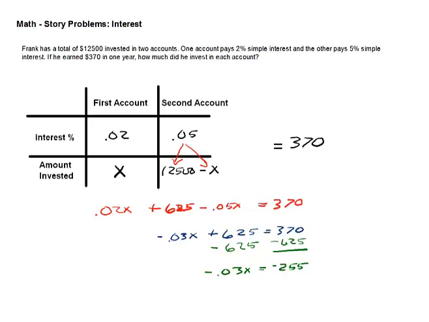And then what we need to do is divide by the negative 0.03, because we need to get rid of it, get x by itself, and divide each side by negative 0.03. So these will cancel, leaving us with x equals, and 255 divided by 0.03 is going to give us 8,500. And remember, when you divide by two negatives, it'll give you a positive. So $8,500 is how much we have invested in the first account.